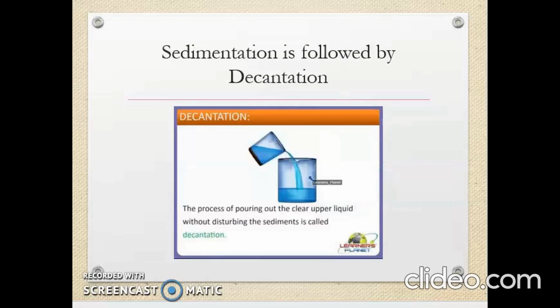So, the water now can be separated by slowly tilting it into another beaker. The process of pouring out the liquid without disturbing the sediment is called decantation. So, sedimentation is followed by decantation.